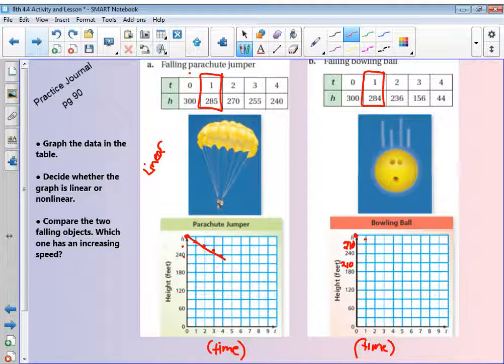Okay, so the next one we're gonna go at 2 seconds, it was at 236. So over to 2, up to 236, you can see that's gonna be just under our 240. Okay, at second 3, over to 3, it was at 156. So 150 is gonna be this line here. So 156 is a little above that. And then at second 4, over to 4, up to 44. So this is our 30 block, right? So 44 would kind of be in the middle of that block and the 60 block.